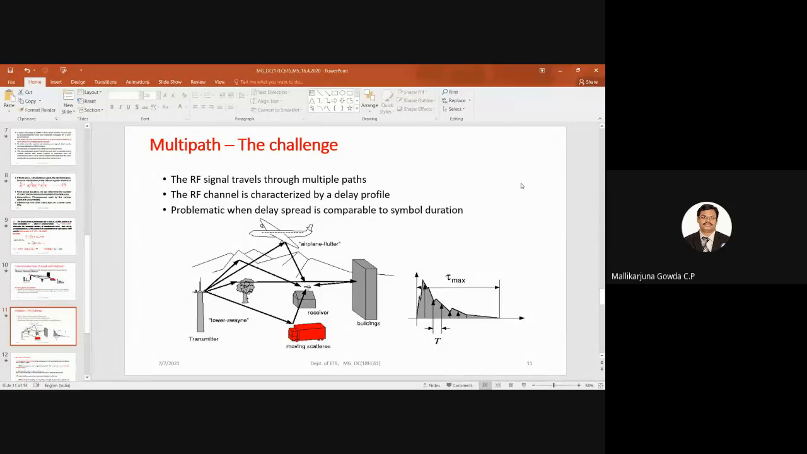So delay spread means the transmitted signal will be received at the receiver side multiple times through multiple paths. So there will be an extension of the present pulse, and that duration has to be less than the symbol duration. Then we say there will be no inter-symbol interference. If the symbol interval is greater than that delay spread, then there will be no issue. If the delay spread is greater than the symbol interval, then there will be a problem.